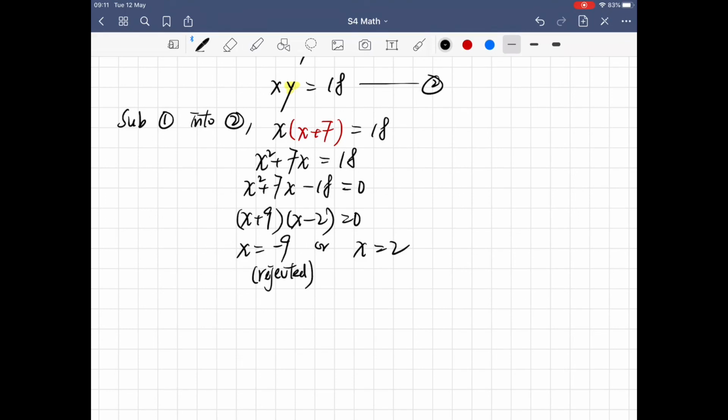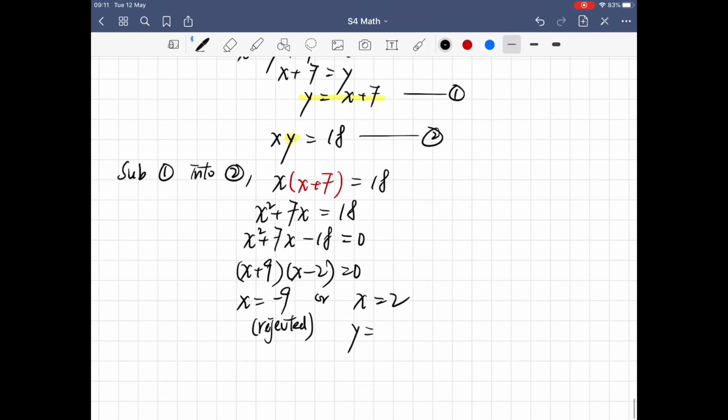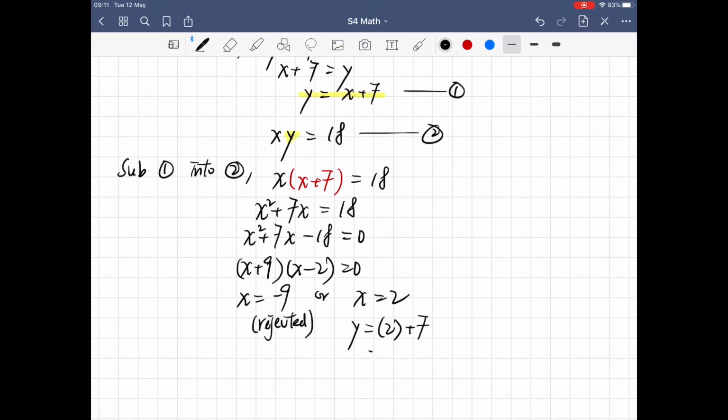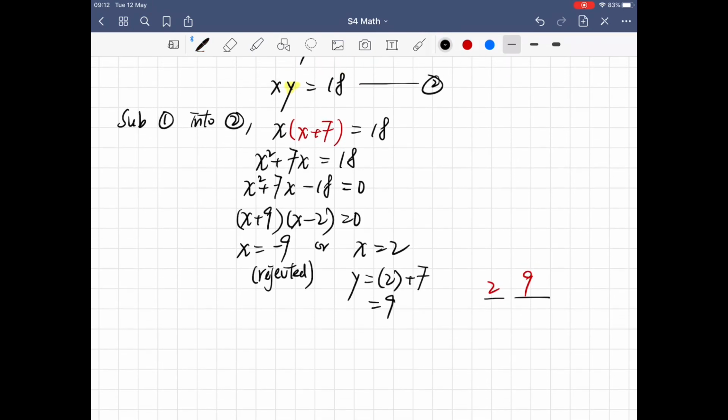Okay, for x equals 2, we have to find the corresponding value of y by equation 1. So 2 plus 7, which is 9. So when we put the numbers back into the question, we know that the tens digit is 2, and the unit digit is 9. So therefore, the original number is 29. The original integer is 29.